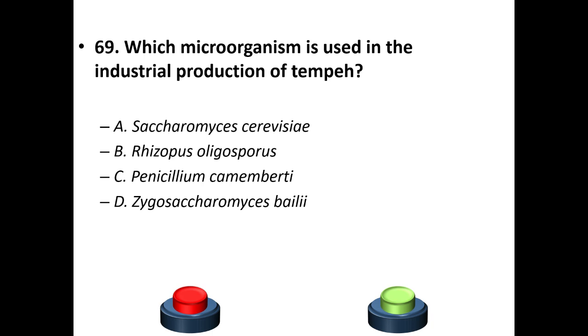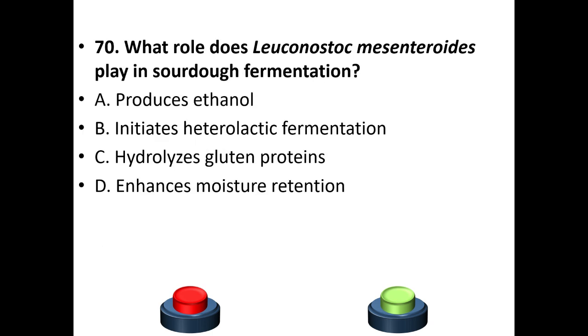69. Which microorganism is used in the industrial production of tempeh? A, Saccharomyces cerevisiae, B, Rhizopus oligosporus, C, Penicillium camemberti, D, Zygosaccharomyces bailii. Which is the answer? Your answer is option B. Rhizopus oligosporus.